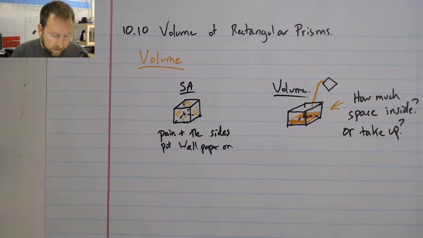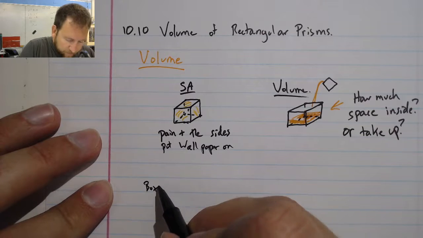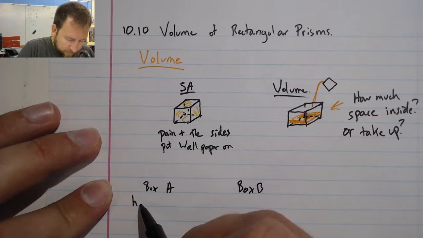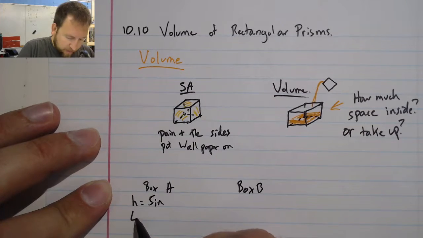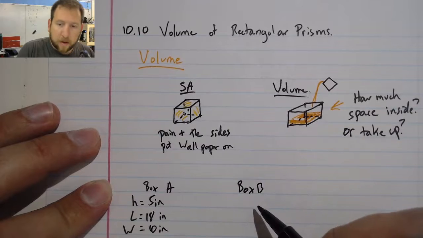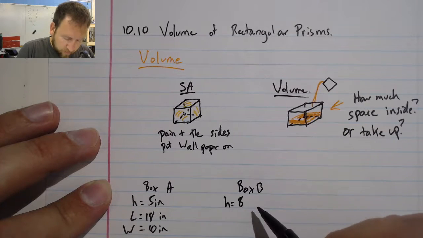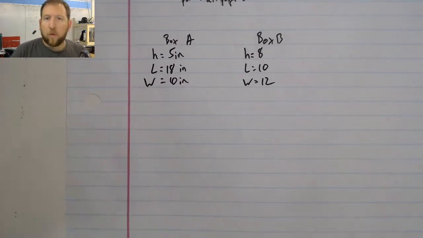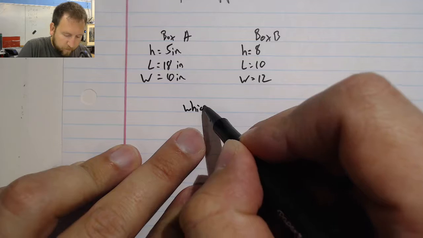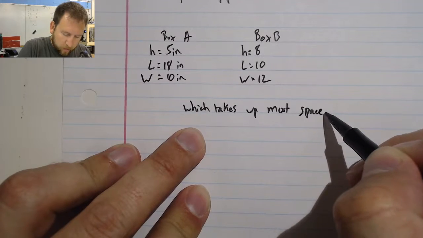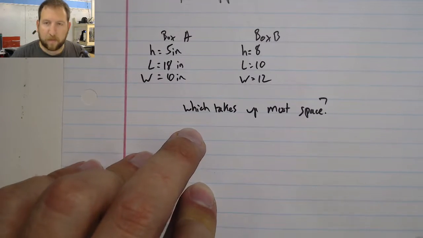So let's take a look at two different boxes quick. We have box A and box B. Box A has height of 5 inches, length of 18 inches, and width of 10 inches. Box B has height of 8, length of 10, and width of 12. And my question is, which of these takes up the most space? Or what can I fit the most inside of if these are boxes?